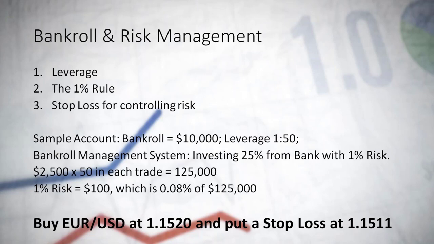So the books and most traders will tell you something very important, and this is: never risk more than 1% of your bankroll in a single trade. This is totally adequate, and I recommend you always follow this rule. So if you have a bankroll of $10,000, 1% of $10,000 equals $100, meaning that you should not risk more than $100 in your trade. Never risk more than $100 in your trade if you're trading with a $10,000 bankroll.